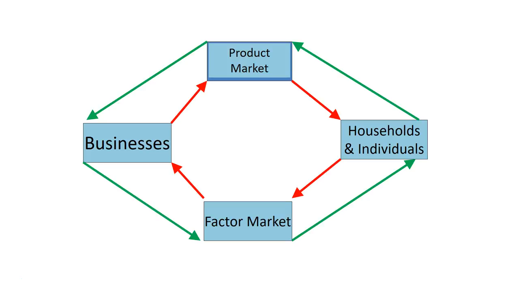So businesses are going to be businesses that do business. So this is your Target, your Walmart, a steel company, a railroad company, a car manufacturer. Households and individuals is you and your family.